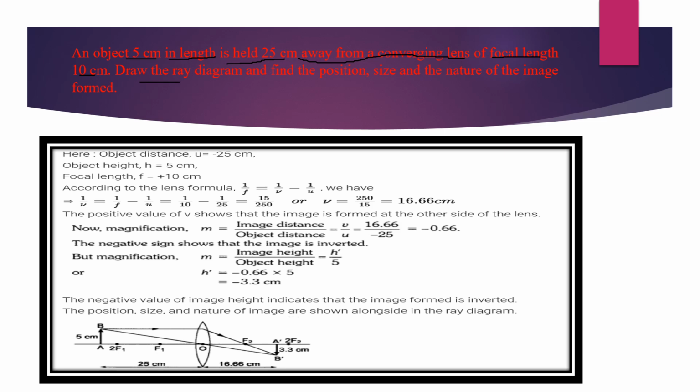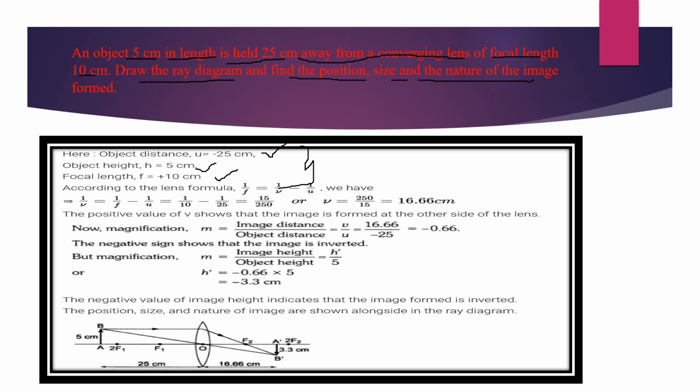So we have to draw the ray diagram, and find the position, size, and the nature of the image formed. What did I tell you actually? You have to just tabulate all the known details with the sign convention. Your object distance u will be minus 25 centimeter. Your object height will be plus 5 centimeter, and your focal length will be plus 10 centimeter. These three things are very, very important, which determine your sign convention.